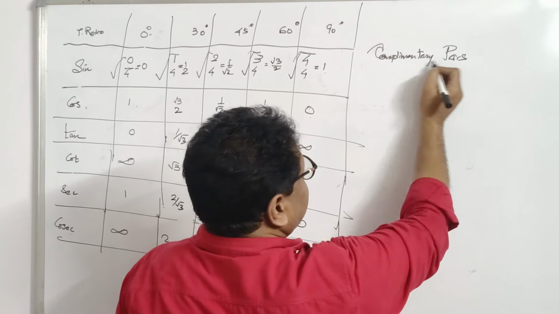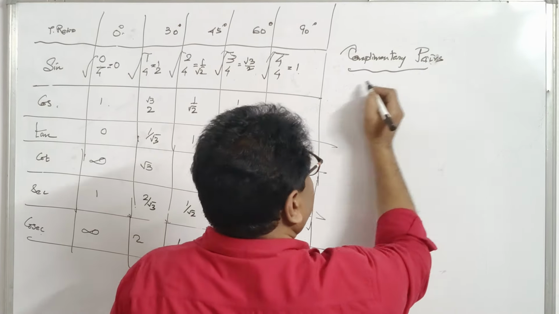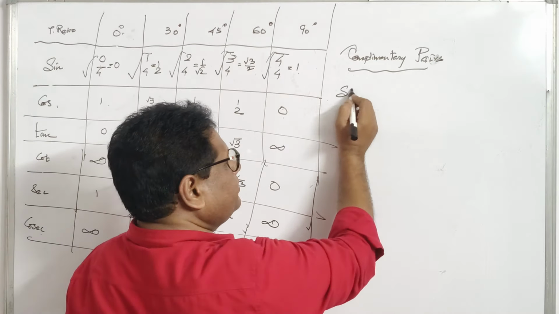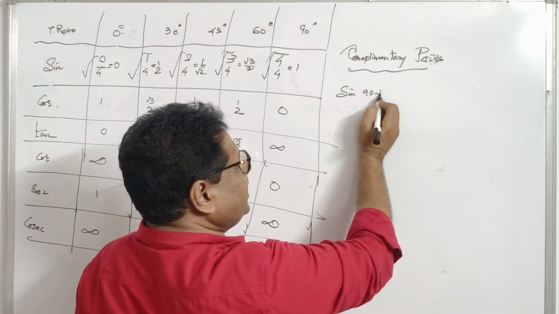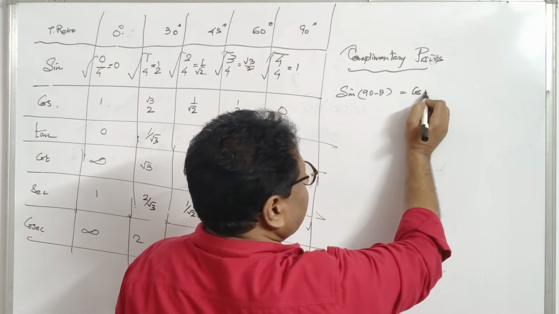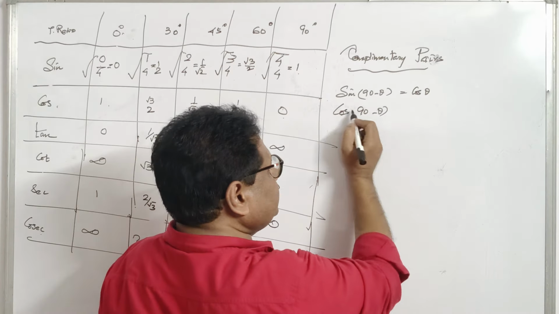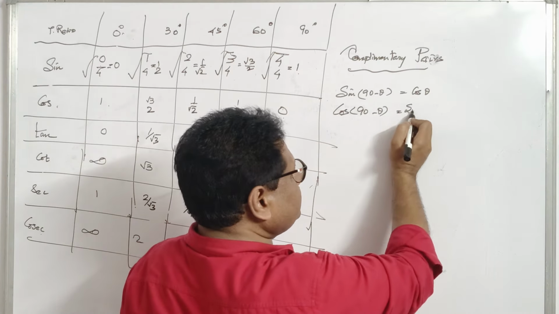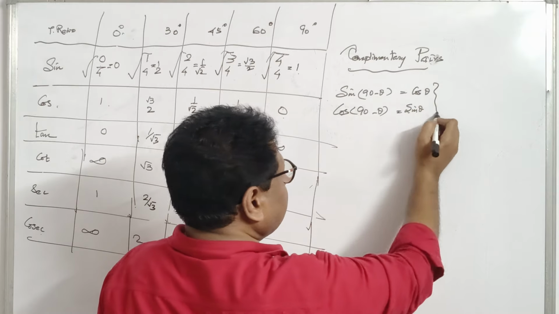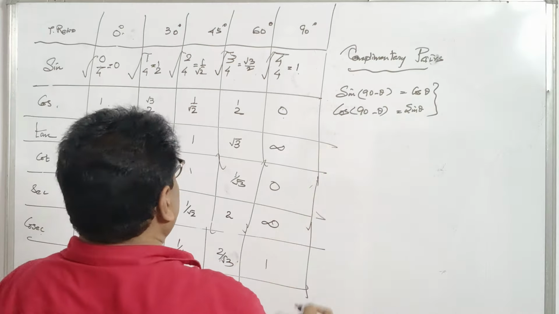And the pairs exist for sine and cos. Sine of 90 minus any angle, that is the complementary angle, will give you cos of that angle. Similarly, cos of 90 minus theta gives you sine theta. So this relation stands for sine and cos, and you can apply it to any angle.